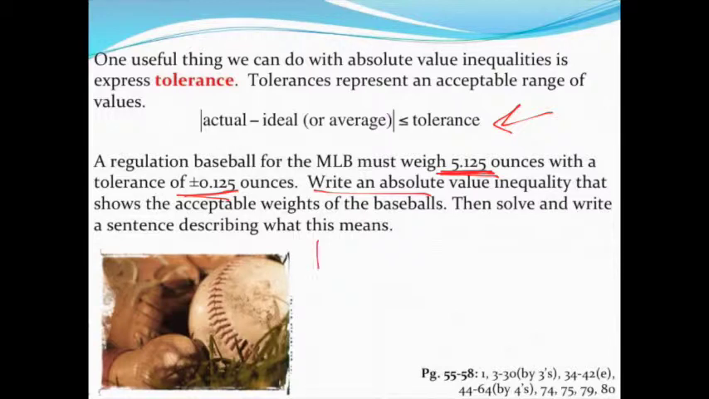So start with our actual weight. Let's say we're testing a baseball to see if it's going to work or not. So we don't know what that weight is, so I'll start with x. I'm going to subtract from that my ideal weight, which is the 5.125, the ideal or the average weight. And they may give that to us, they may ask us to find that. That difference needs to be within our tolerance, so that must be less than or equal to the 0.125 we've done as our tolerance.